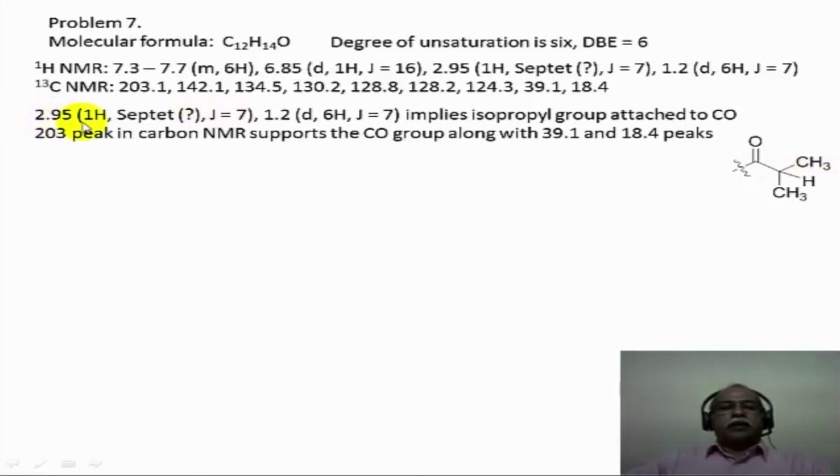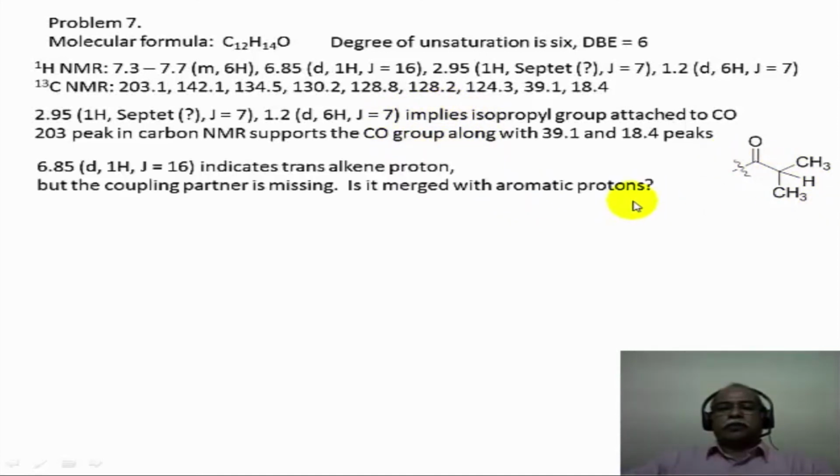The chemical shift value of 2.9 seems to indicate there is a carbonyl functional group, and that is corroborated with the carbon 13 spectrum, a peak appearing around 203 ppm. 203 ppm suggests that there is a carbonyl functional group, and the two gem dimethyl groups appear at 18.4, and this methine CH carbon appears around 39.1 in the carbon 13 NMR spectrum. So this data is consistent with an isopropyl ketone.